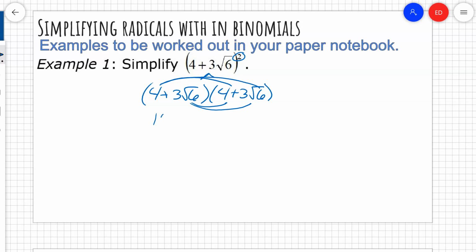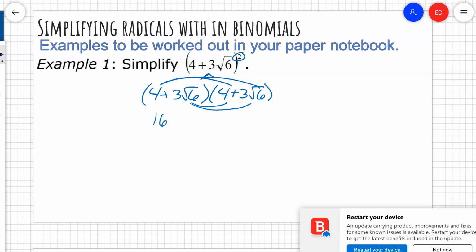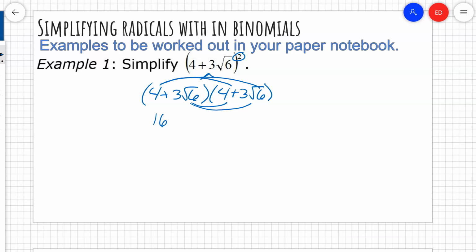4 times 4 is going to give us 16. 4 times 3 square root 6 is going to give us 12 square root 6. And then inner is 12 square root 6. And then this is going to be a little different. When we write that out, I want you to think about it like we need to multiply the coefficients first. So 3 times 3 is going to give us 9, but the square root of 6 times the square root of 6 is just the square root of 36, which I'll write out here, but in the future we're just going to say this is 6.